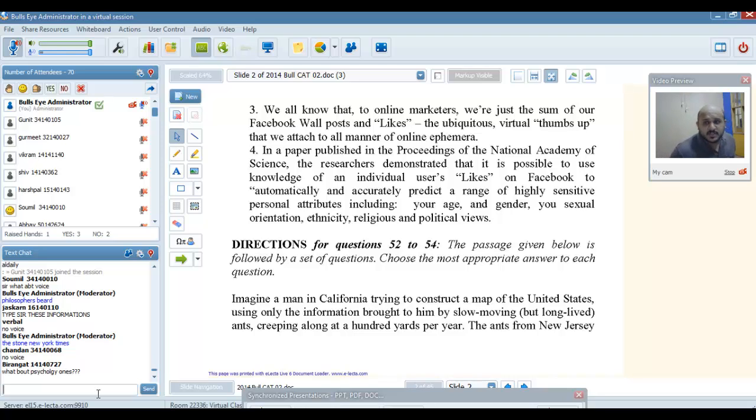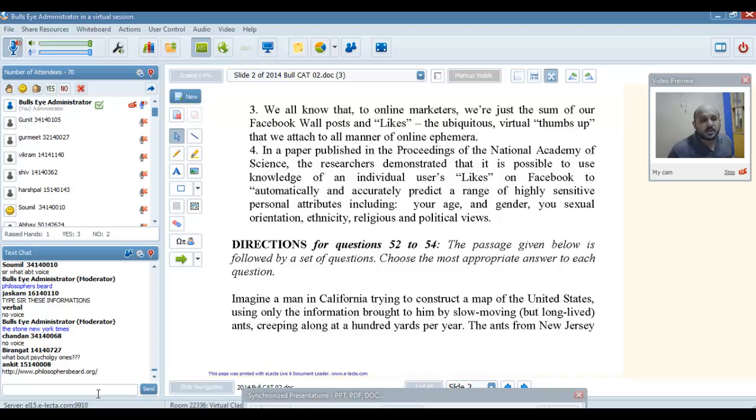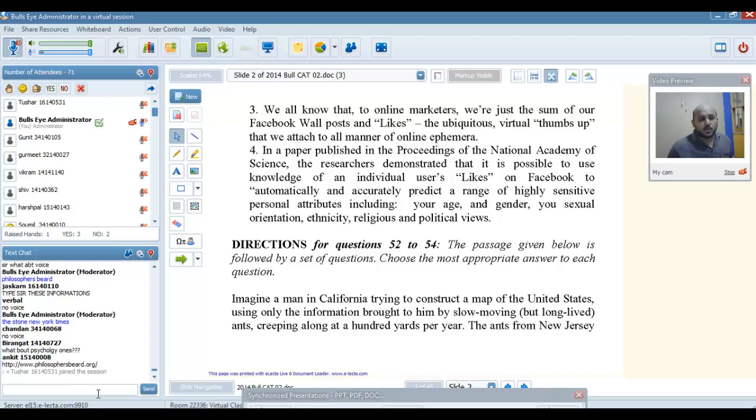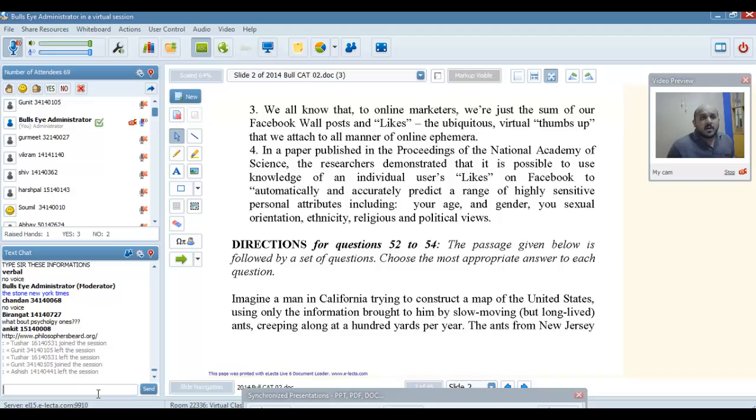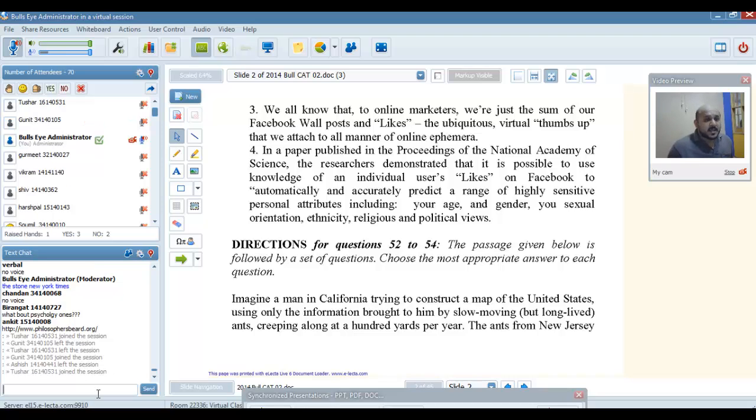Two philosophy sources that you should definitely be following. One is the Philosopher's Beard. The other is a section on the New York Times, The Stone. These are the two sections that you should definitely be following. Very good sources for philosophy. For economics and global politics, please read Project Syndicate.